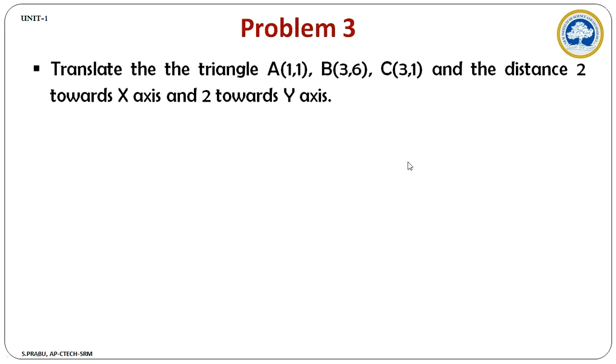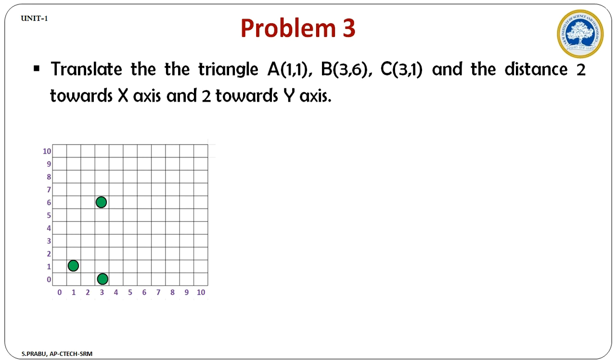Let's move to the third problem. In this problem, a triangle is given. Triangle means 3 coordinates are given, and the translation vector values are 2 and 2. So we need to apply the formula for each vertex. For better understanding, I draw the dots on a graph. Then I connect the vertices and I get the triangle. Now I apply the translation formula for each vertex. First I apply it to the first point, 1, 1. So I get the new coordinate value 3, 3.